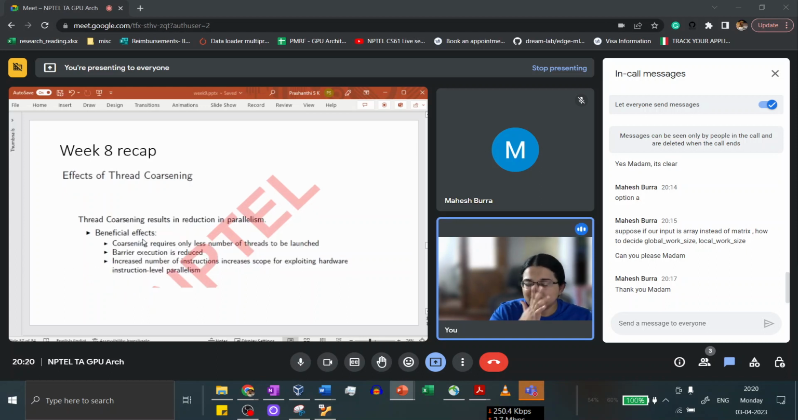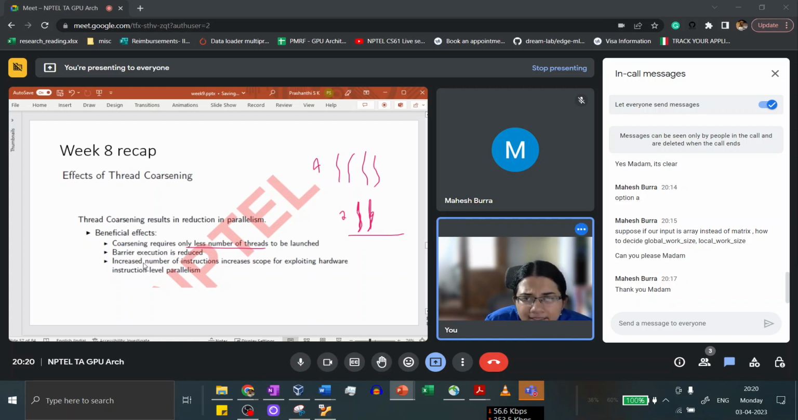So again, the beneficial effects: you will need a lesser number of threads. Basically, you're coarsening it, right? So it's a very visual thing. For instance, if you have 4 threads, I now make it thicker in a way, right? That's why it's called coarsening. I now have only 2 threads because I'm going to merge 2 of these into one. So you need to now launch only 2 threads instead of 4, right? So barrier execution is reduced. You need to wait only for 2 of them rather than for 4 of them.